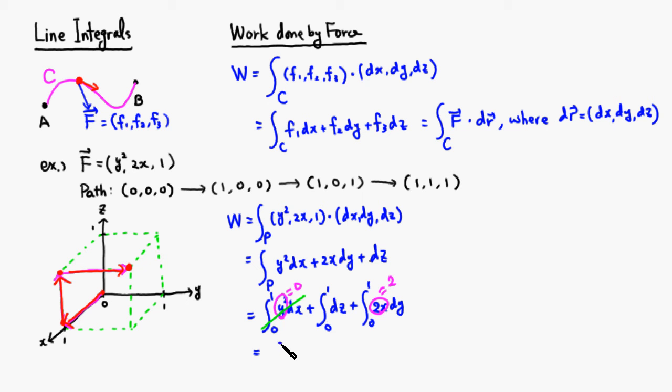This is going to be the integral of 1 with respect to z, so it's z from 0 to 1. And this is 2, so it's going to be 2y going from 0 to 1. So you have 1 minus 0 and 2 minus 0, which is equal to 3. This is the work done by this force along this path from here to there and there. All right, that's it. I hope that this was clear.